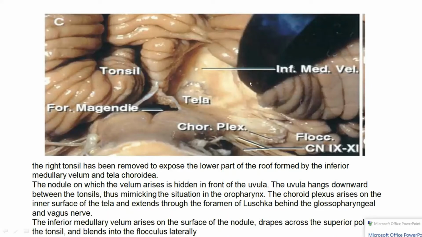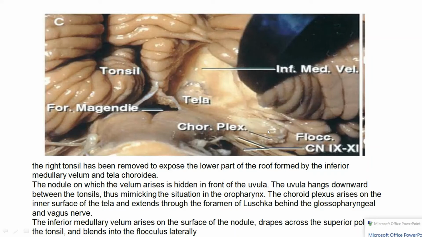In this diagram, now they have removed this side of the tonsil. The right tonsil has been further removed, and this exposes the lower part of the roof of the fourth ventricle, which is formed by the inferior medullary vellum and the tela choroidea. In the midline, you would have the nodule on which this inferior medullary vellum arises, and the nodule on which the vellum arises is hidden in front of the uvula, here somewhat. Whereas the uvula hangs downward between the two tonsils.